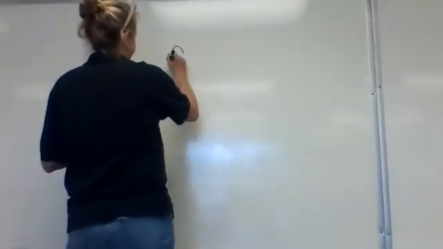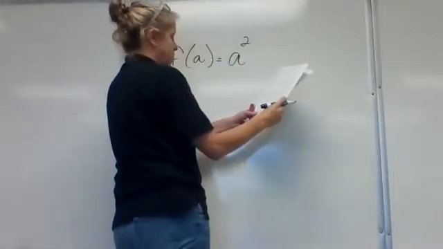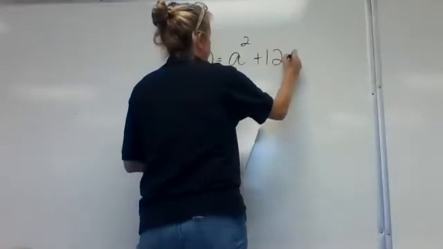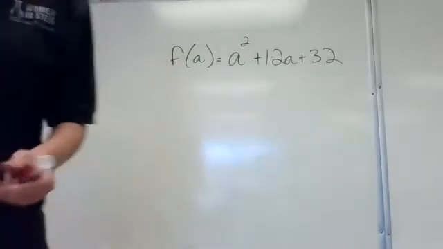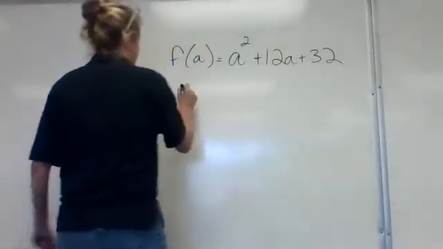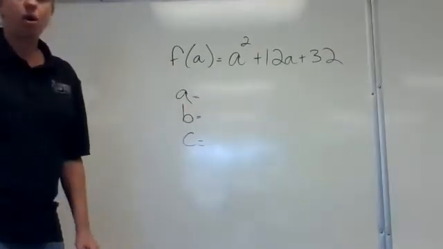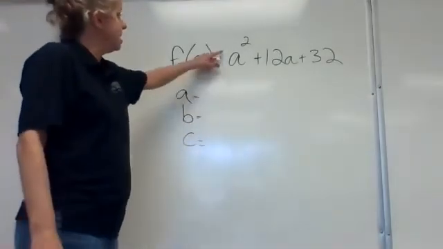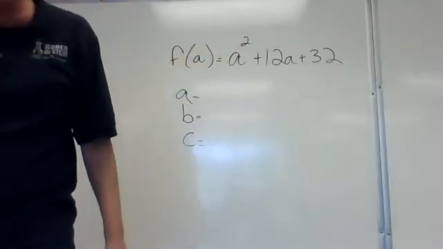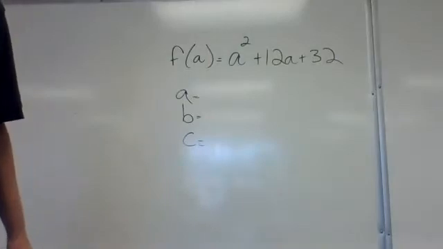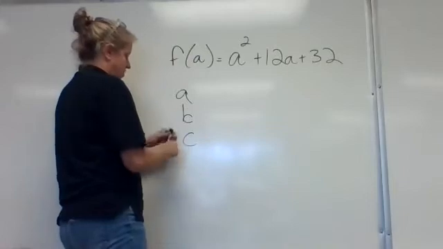F of a equals a squared plus 12a plus 32. So if I have the quad program, I'm just going to need to know what are my A, B, and C. And how do you know this is a quad program problem? Because it's a squared problem. If you are solving an equation for something that's squared, then that's what's telling you I can go to my quad program for that.